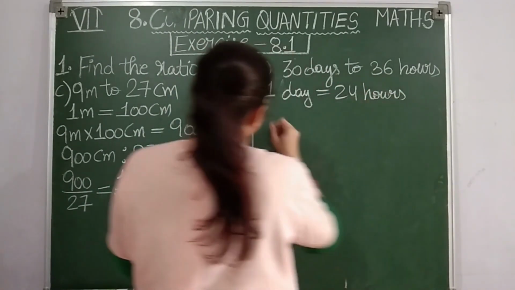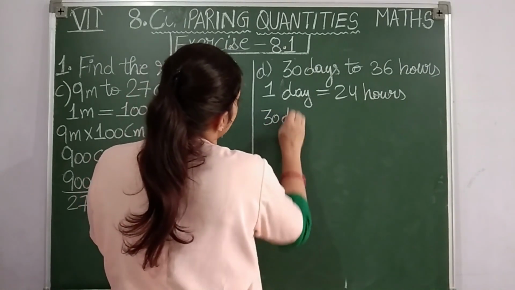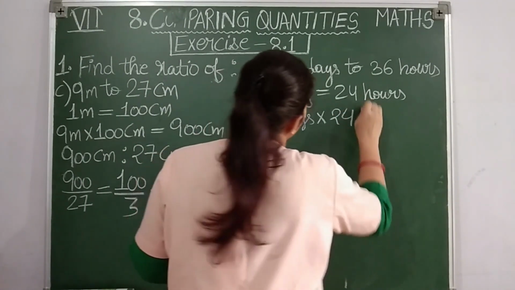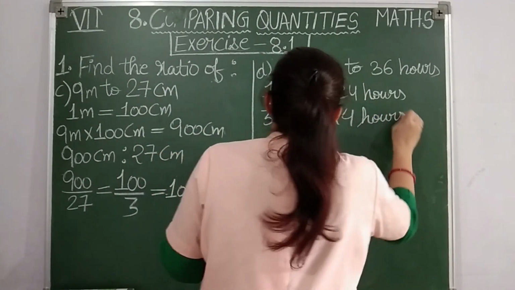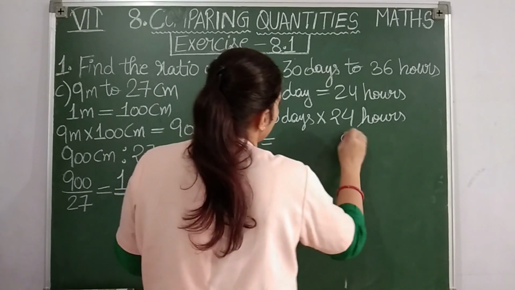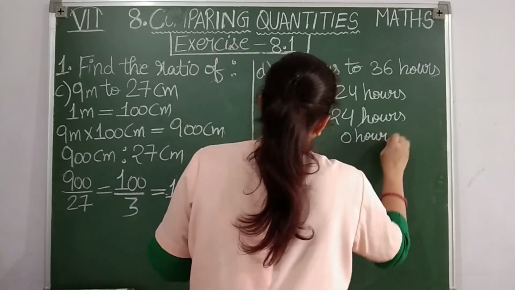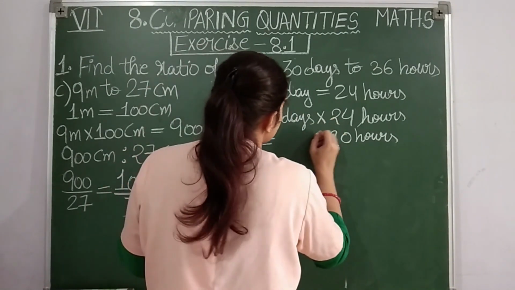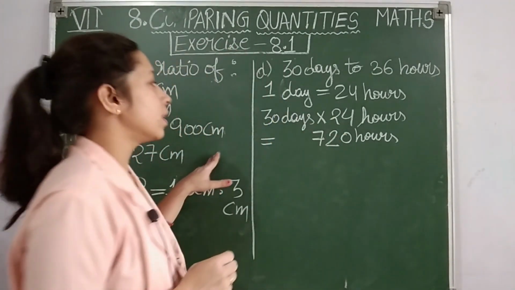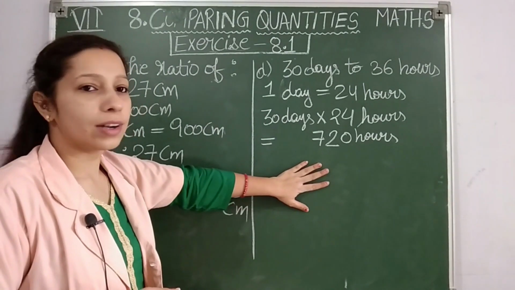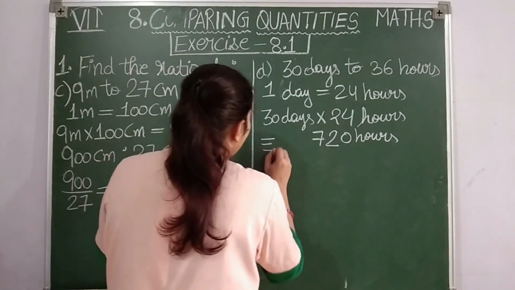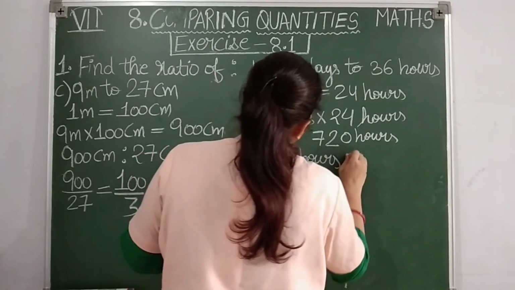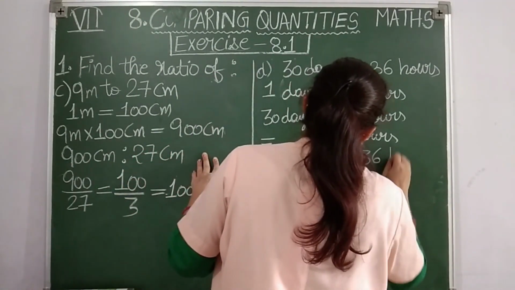Okay, that's why 30 days multiplied by 24 hours will get 0 hours. Then 3 4s are 12, 3 2s are 6, 6 plus 1 is 7. Okay students, so in 30 days there are 720 hours. Now you can compare 720 hours is to 36 hours.